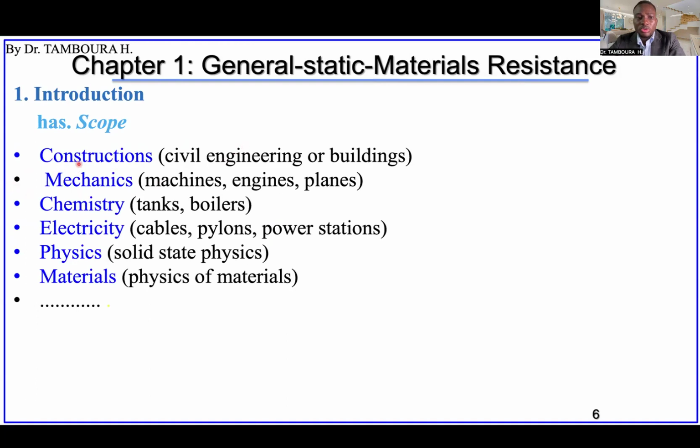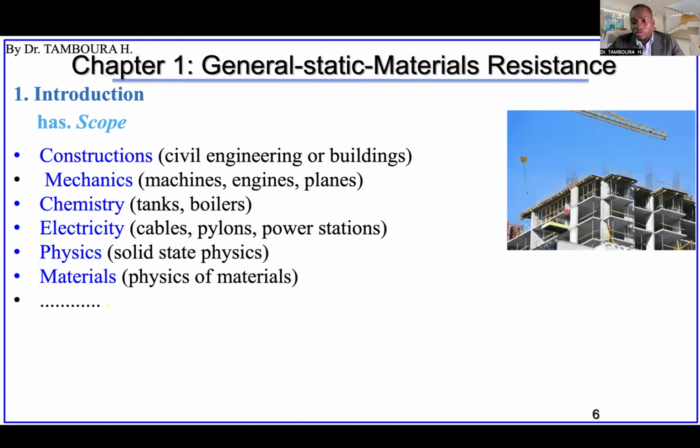We can use it in construction, civil engineering or building, in mechanics, okay? Machine, engine, and plane can be used also. It is used also in chemistry. It's used also in electricity, cable, pylon, power stations, physics, solid state physics, and material, physics of material. So actually, I believe that the structural analysis is mainly based on physics. It's just physics. If you understand physics, the structural analysis should not be difficult for you.